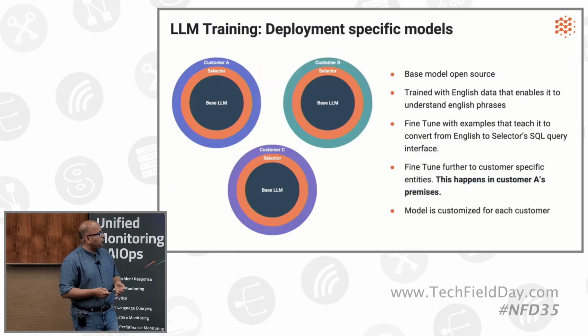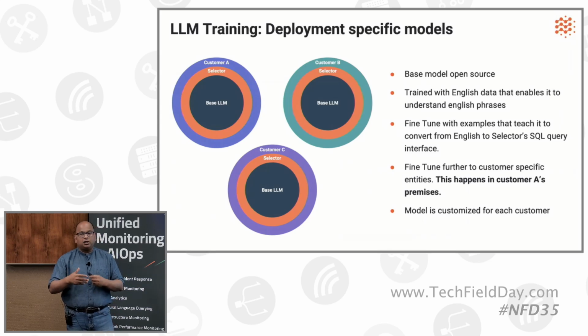If I were to look at our different customers A, B, and C, the core of the model and the Selector part is common everywhere. For customers A, B, and C, the core models look the same. However, the final fine-tuning happens in the context of the customer.